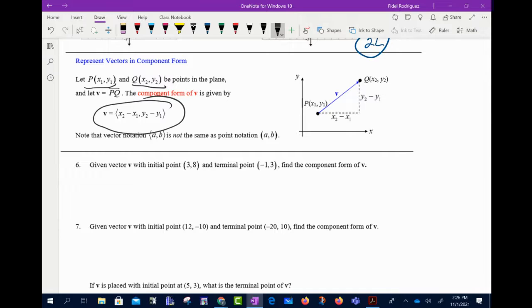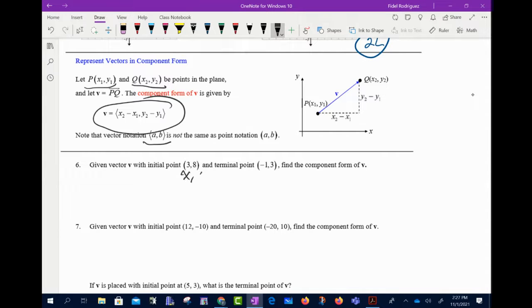So, and it's just to denote, I'm sorry? Obtuse angles, yeah. And it's just to denote this is vector notation, okay? So it's not the same thing as point notation, very similar, but it's not exactly the same. Okay, so look, it says given vector V with initial point 3, 8 and a terminal point negative 1, 3, find the component form of V.